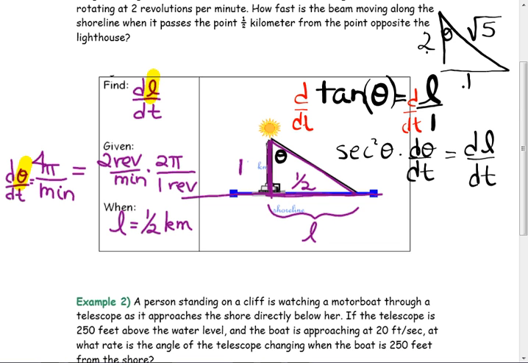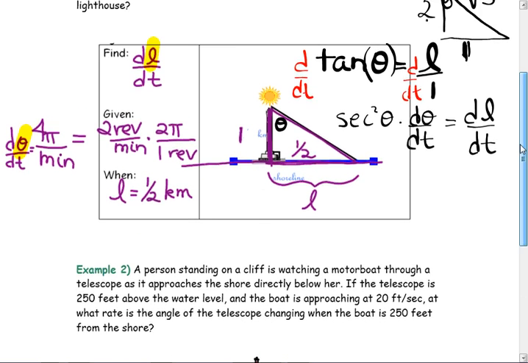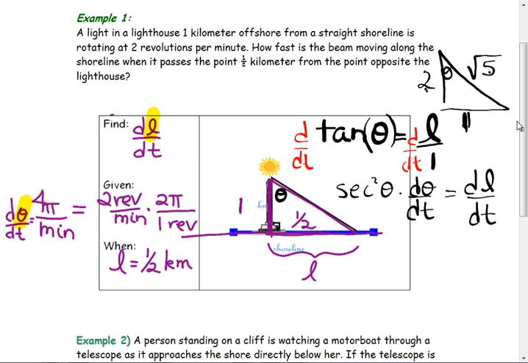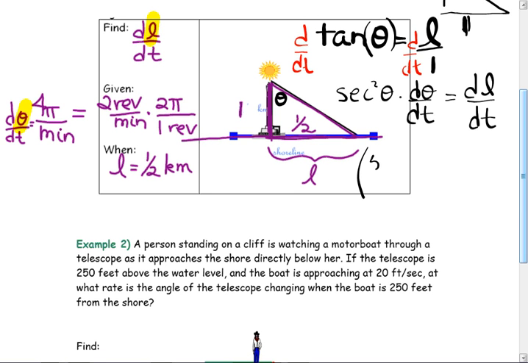Now, what's the cosine of this angle? It's 1 over the square root of 5. Oh, cosine. Sorry, I did sine. 2 over the square root of 5, so what's the secant? Square root of 5 over 2. Do I have to go back to the original triangle? No, they're similar. So it's square root of 5 over 2, squared. You're not supposed to have fun in class? What's d theta/dt? Forgot that. 4 pi, and I want to find dL/dt.